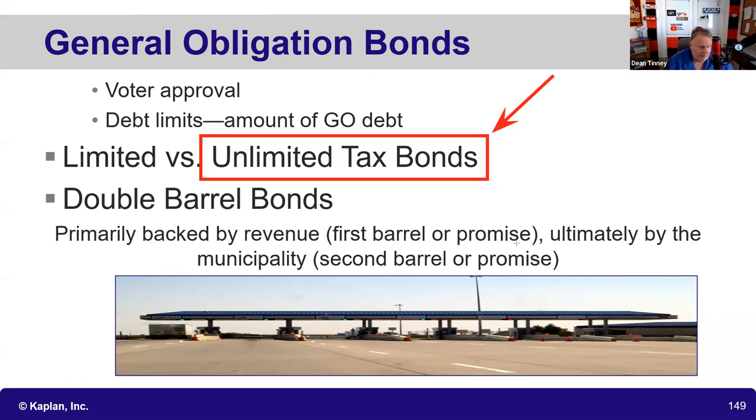Because I might say as a bondholder, how many people are going to use the toll road when there's a freeway to get there close by? So then we say, well, maybe we can sell the bonds if we make it double barrel.